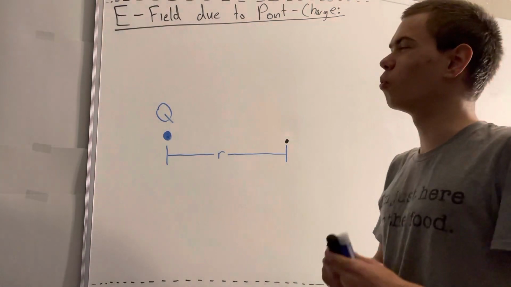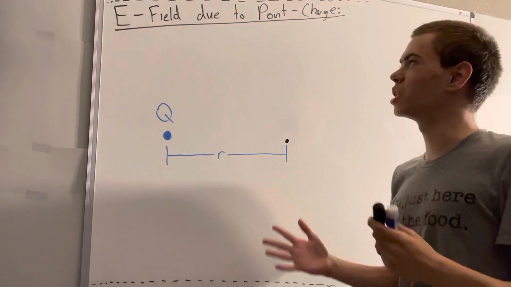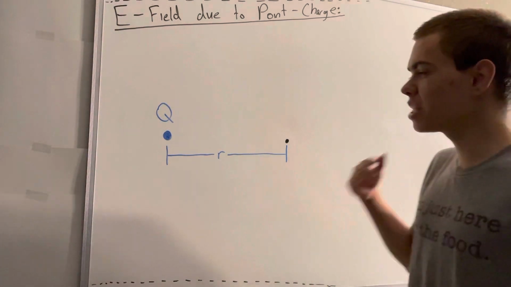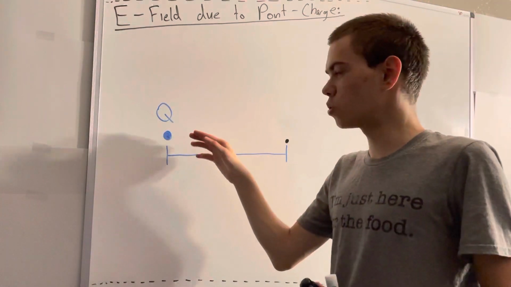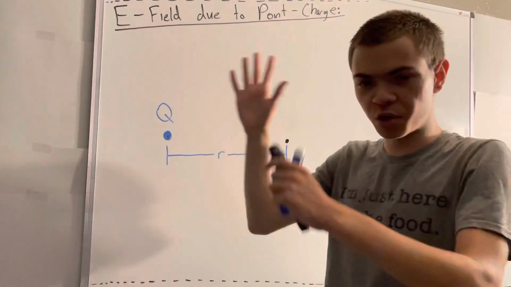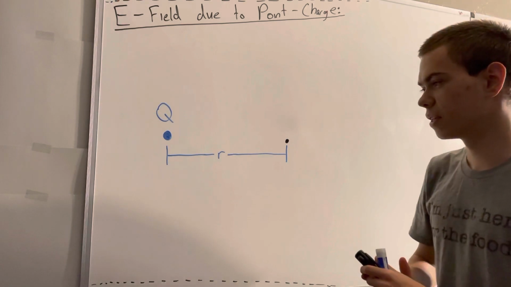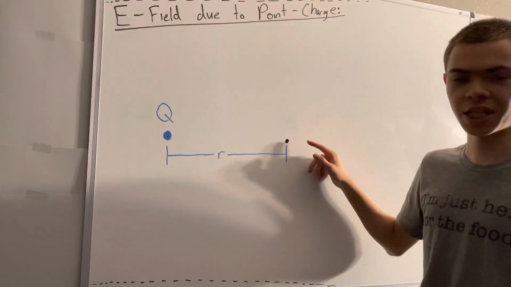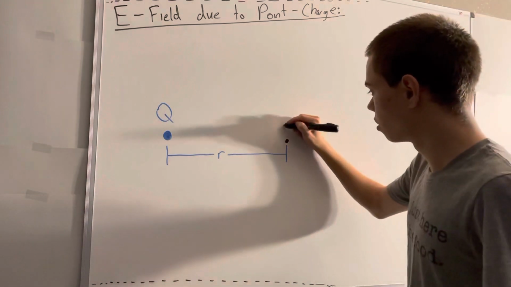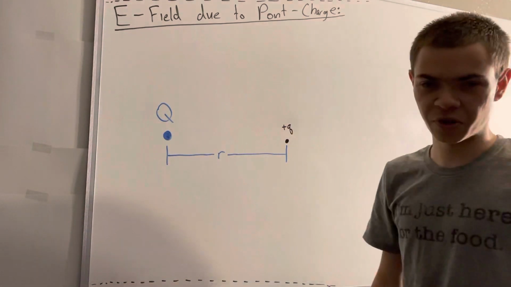In this video, we're going to derive the electric field due to a point charge. So in this setup right here, we basically have our point charge, which we're going to say has a charge capital Q. Now this is the charge producing the electric field. And this charge is basically our test charge that's in the electric field, and we're going to say that it has a charge positive lowercase q.